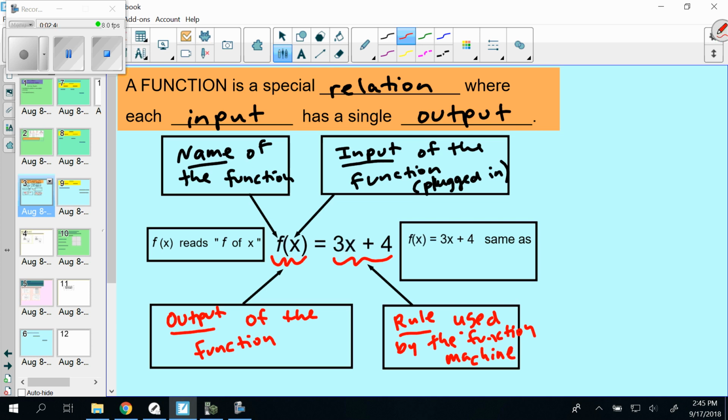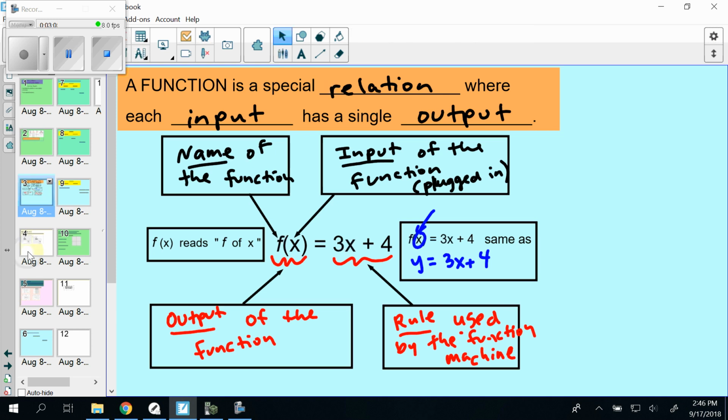Now, what you should know is when we say f of x equals 3x plus 4, that's also the same as y equals 3x plus 4. Okay, f of x is just another way of writing y. It's just showing your function is, instead of y, going to be f, and it shows what the input variable is here, x. Okay.